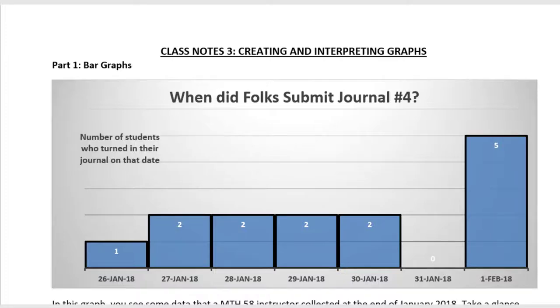Okay, friends, let's get some answers to these first 6 questions in this class notes set 3, creating and interpreting graphs. So hopefully you've had a chance to look at these first few. We got a nice little graph here. It's called a bar graph, just like it's indicated up here.